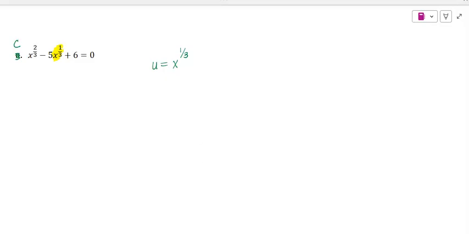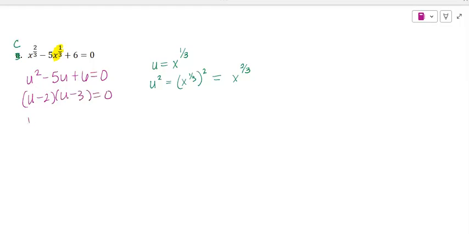So if I square both sides of this, when I have an exponent raised to an exponent, I multiply those numbers together, so that ends up being x to the 2/3 power. So my new equation will be u squared minus 5u plus 6 equals 0. This factors into u minus 2, u minus 3. So u minus 2 equals 0, or u minus 3 equals 0.